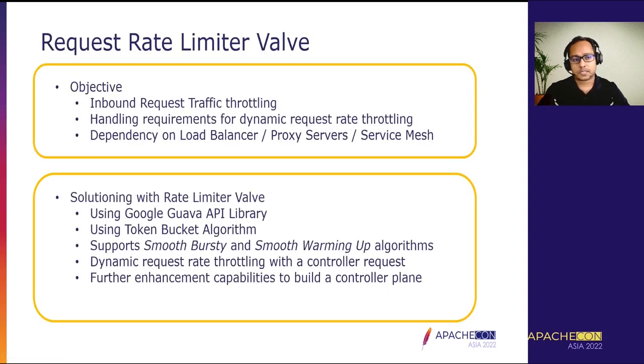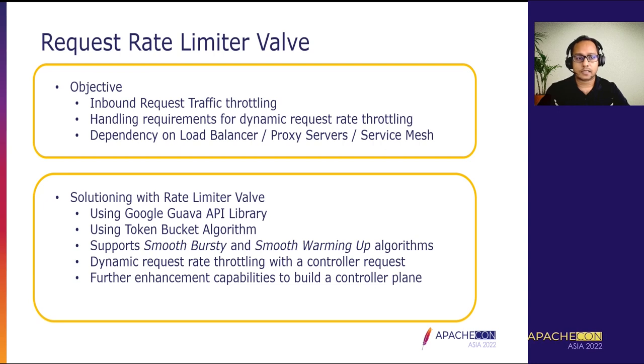Let us look at the first case, Tomcat request rate limiter valve. This is a good example of how the Tomcat valves can be extended for our use cases. The objective behind this use case is that requests are processed through the request processing pipeline in a Tomcat. But what if there is a mechanism to handle the inbound request traffic throttling and controlling it? Further, are there any possibilities of dynamically throttling the inbound traffic?